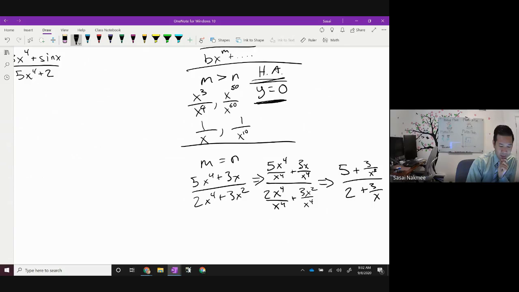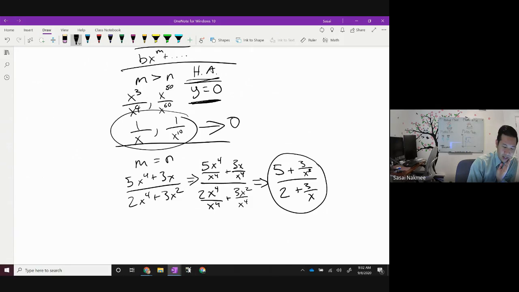And when you look at a function like this, the stuff that's over x, if you guys remember from earlier, anything that's over x will eventually approach 0 as x goes off towards infinity. So when I look at this function, if I were to take the limit and ask what is happening as x goes towards infinity, I'm going to have an infinity in the denominator here and an infinity in the denominator here, and those terms essentially will approach 0. So then you end up with your horizontal asymptote for this case equaling 5 over 2.